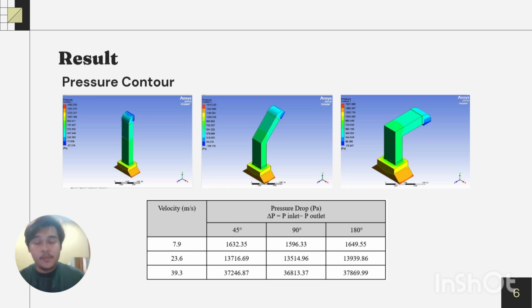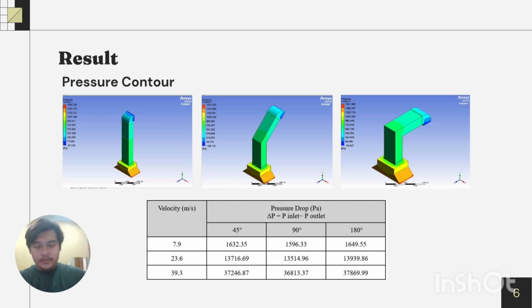As you can see, we managed to do three different models for three different velocities. The first one is at 90 degrees. The second one is slightly bent at 45 degrees, and the third one is straight, or 180 degrees. And the initial velocities that we chose were 7.9, 23.6, and 39.3.